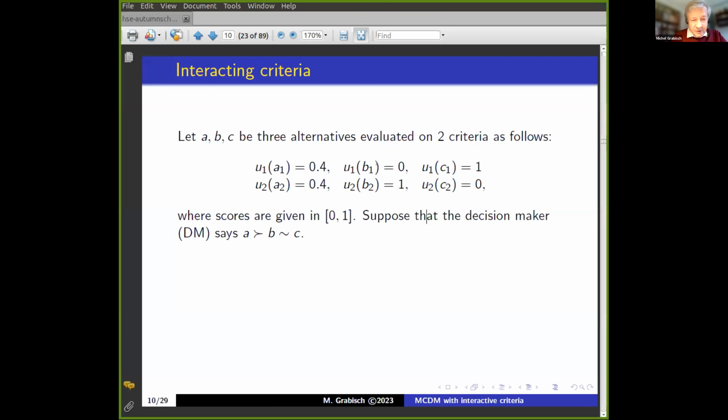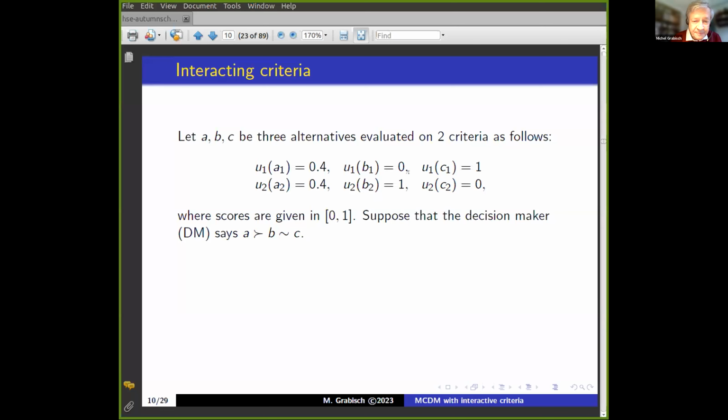And for alternative B, the situation is extreme because on the first attribute, the score is 0. So it's totally unacceptable, while on the second attribute, the score is equal to 1, which is the highest score you can obtain. Okay, and for alternative C, it is exactly the opposite. This alternative is excellent on the first attribute and very bad on the second one.